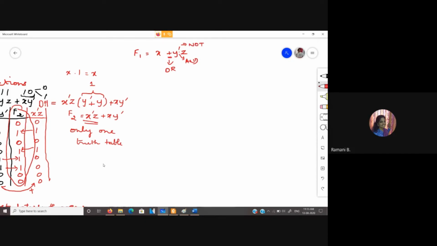In order to get the final answer, first you need to compute this y bar z. So first let us have y bar z. I have y over here. Now I am going to do the AND operation of this with z. This is my z. And this output is to be ORed with x.